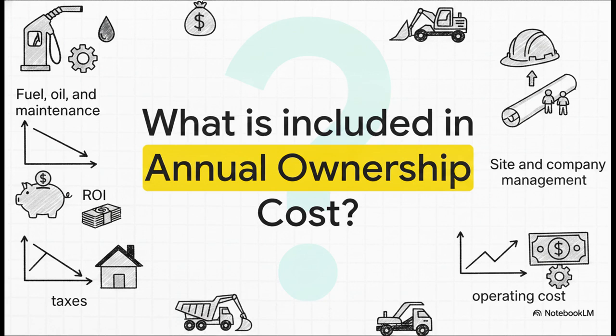When calculating the annual ownership cost of equipment, which of the following is included? Is it A, fuel, oil, and maintenance? B, annual depreciation, ROI, and taxes? C, site and company management? Or D, annual depreciation and operating cost? Take a second. What exactly makes up the true ownership cost of a machine?